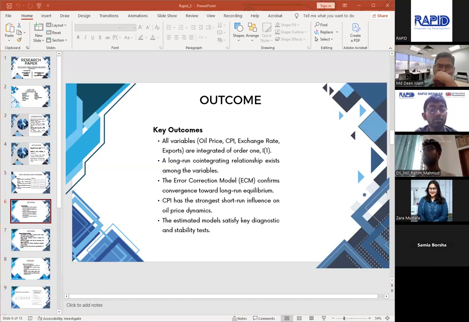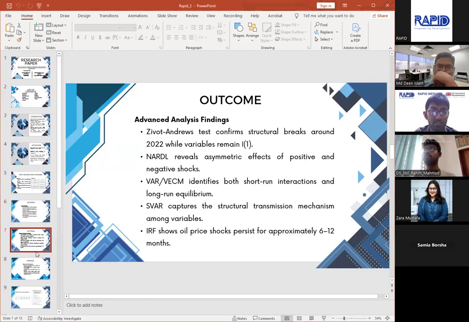Fourthly, in terms of short-term dynamics, we find that CPI has the strongest short-term influence on oil price dynamics among the explanatory variables. An interesting and somewhat counterintuitive finding that we will discuss further in the findings section. Finally, we conducted a full battery of diagnostic tests, including tests for serial correlation, heteroskedasticity, and parameter stability. And our estimated model passed all three diagnostic checks, giving confidence in the robustness of our results.